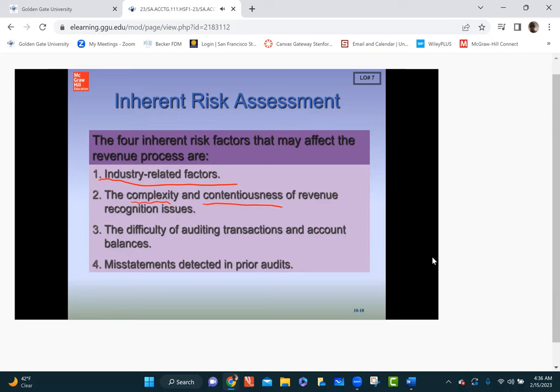FASB came out with a pretty good standard there, accounting standard codification topic 606, that really does quite a bit of discussion about the revenue recognition criteria. So I don't know how contentious it is. Complexity, yeah, okay, there could be complexity around it.